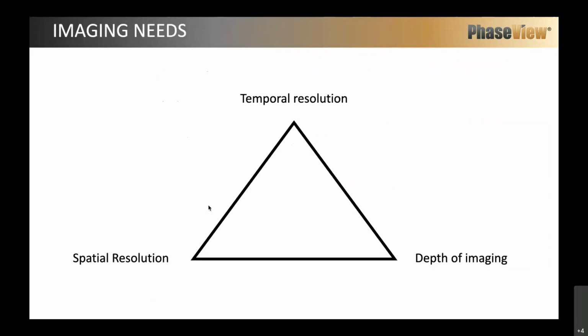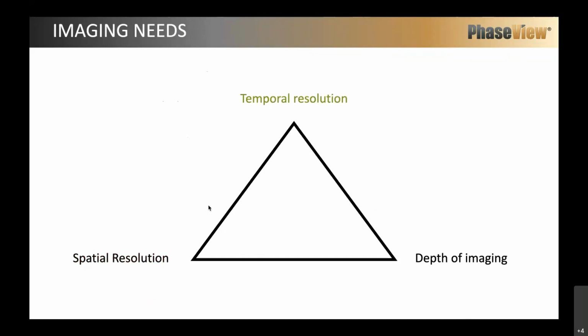And in order to have this kind of image, we have some needs in imaging. Here I summarize the needs we have in this triangle of needs. We have the spatial resolution. Everyone wants the best spatial resolution possible, and it's really useful for us when you have a great spatial resolution. There is also the temporal resolution.